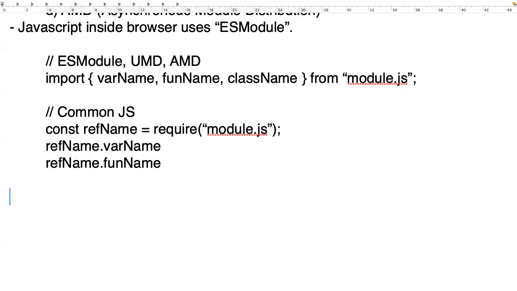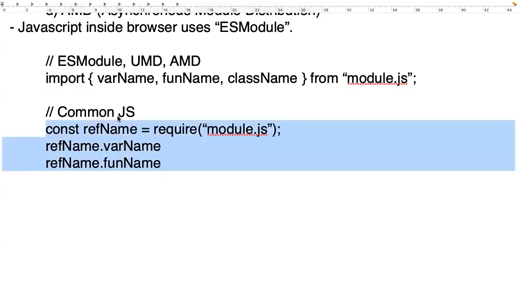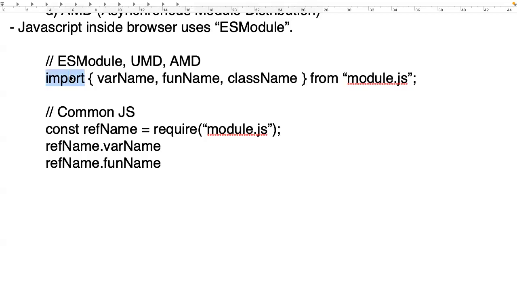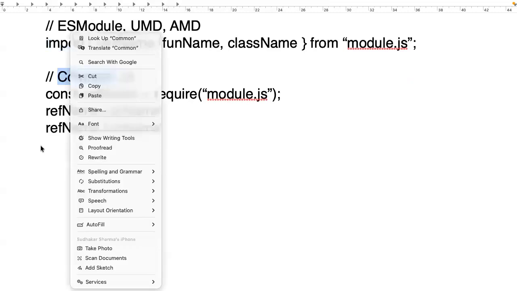So we are having import here. In UMD and AMD, the library is imported by using which statement? Import. In other module systems it is done by using require. So we don't need this. The majority of our module systems will be using the import statement. So one more thing you learned here.